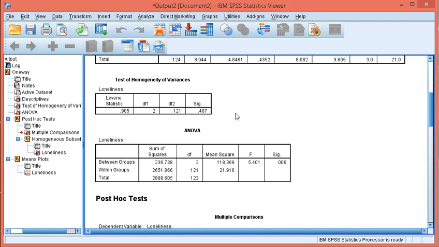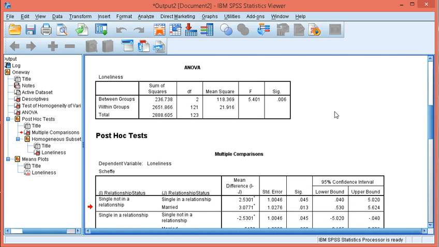So if it's 0.407, it's greater than our usual alpha of 0.05, which means that this is not significant, which means that there is no significant difference in the variances, which means that the variances are homogeneous, pretty much the same, which is good. We need that as a basic assumption for ANOVA.